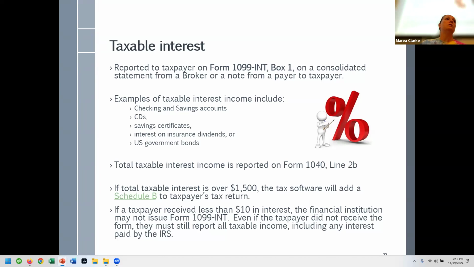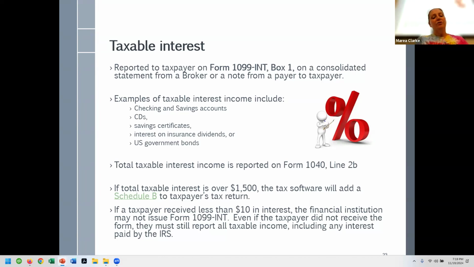The one exception that we do see, though, is that if a bank runs a deal, open a checking account with us, open a credit card with us, we'll give you $100 bonus. That is usually reported as interest on a 1099 INT. And so we will see 1099 INTs for that relatively frequently. But that's generally the only time we'll see that.